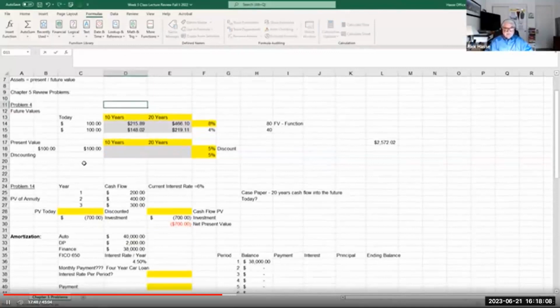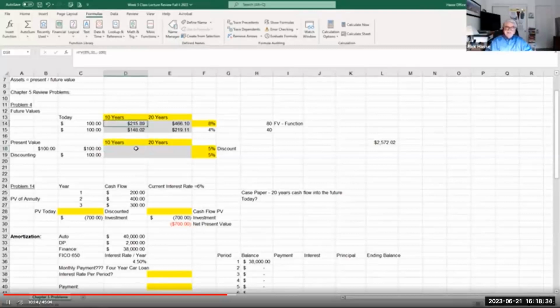Now let's say we want to take a look at what would be the value of $100 in the future and what is its present value today. For example, right now, we calculated the future value of $100 as being $215.89. What is its present value? Well, we're just going to go the opposite way. We're going to take $215.89 and discount it back to today. It's called discounting.